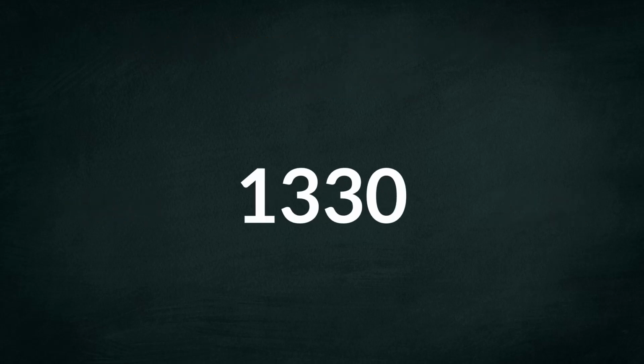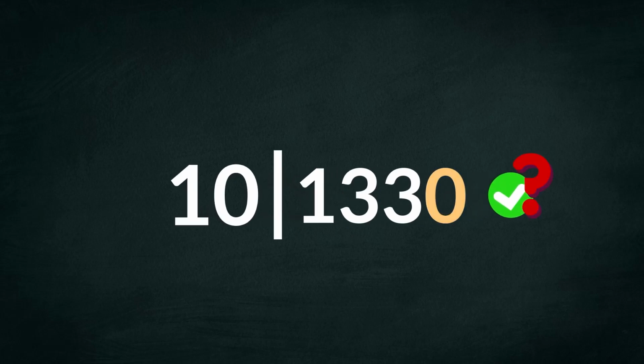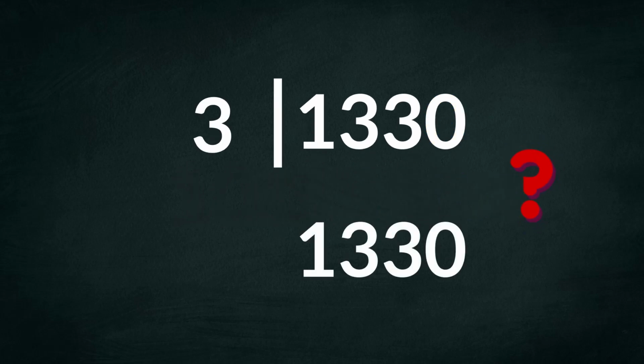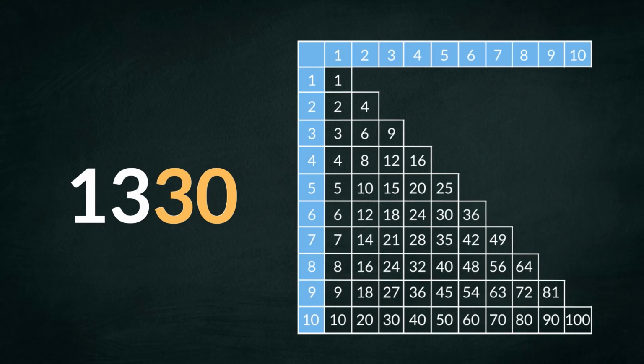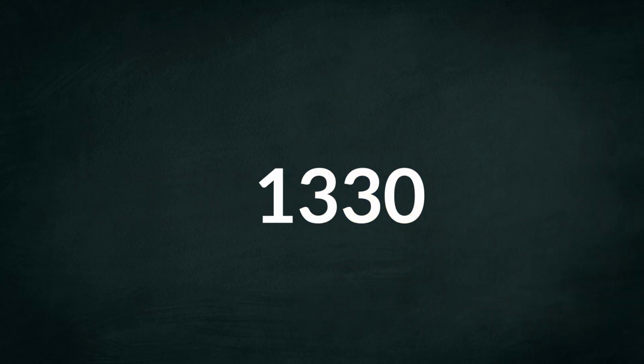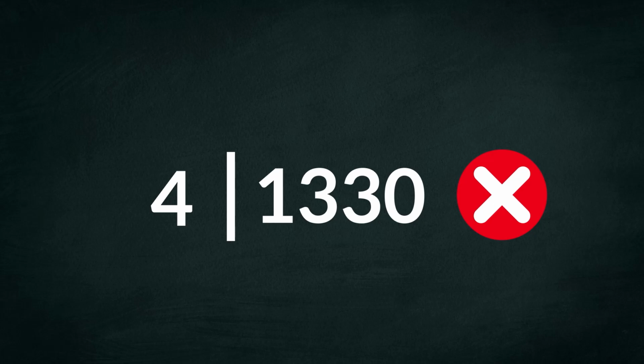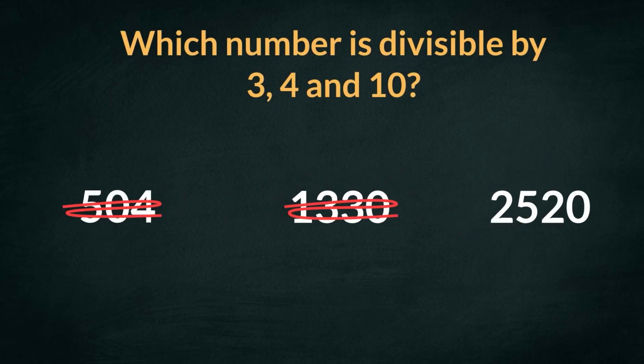Moving on to 1,330. Okay, this one has a 0 at the end, so it's divisible by 10. But does it meet the condition of 3 and 4's divisibility rules? Oh no, check out its last two digits. 30 is nowhere to be found on 4's times table. So 1,330 is not divisible by 4. And it's not the number we're looking for either.